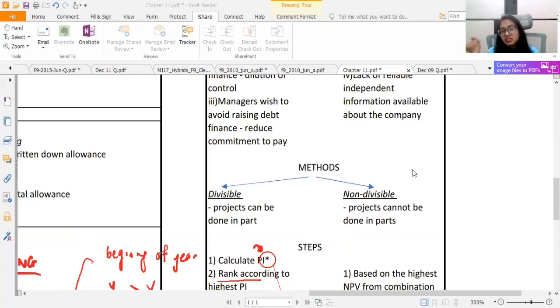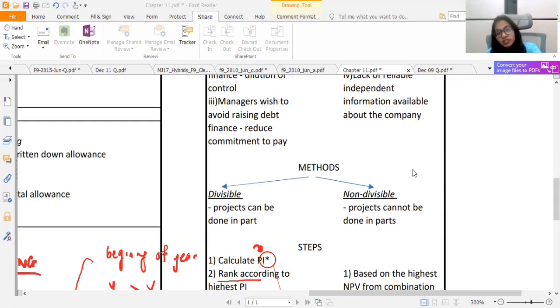You must remember, guys, since this is a non-divisible project, you cannot carry out this project in parts. Why? Because the property is you either take on the whole project or you don't take it on at all. It must be carried out by one company. So when this happens, you look at the combination of projects that will give you the highest NPV. At the same time, you don't burst your initial capital. That means you don't exceed the amount of capital that you need to ration from.